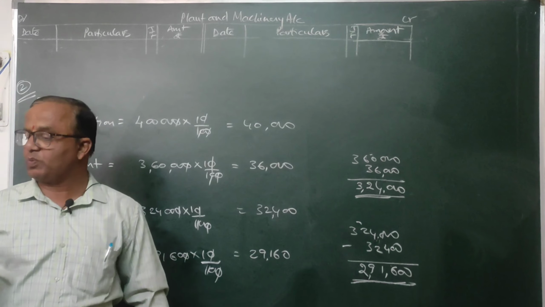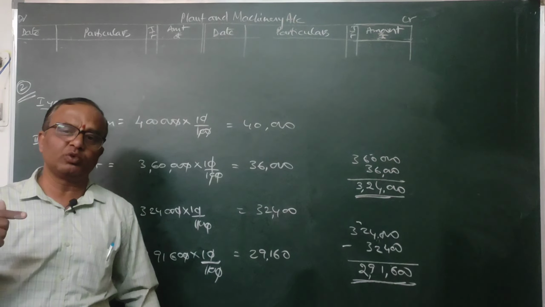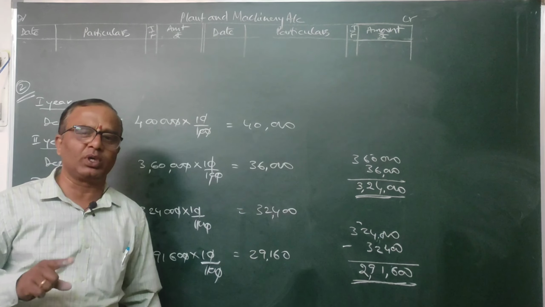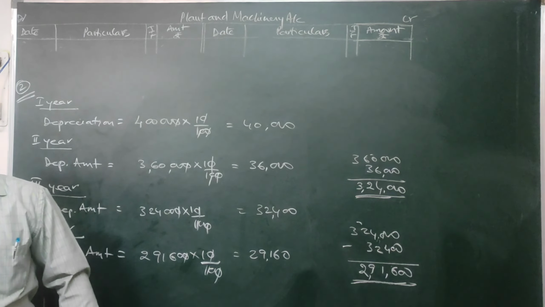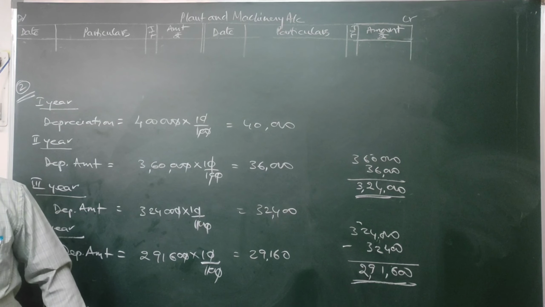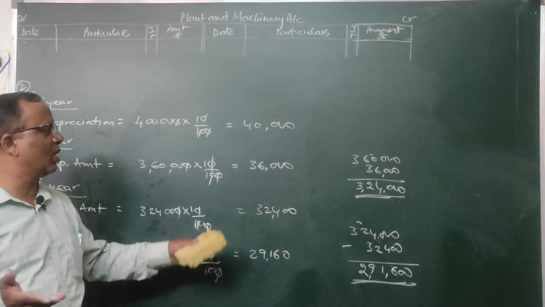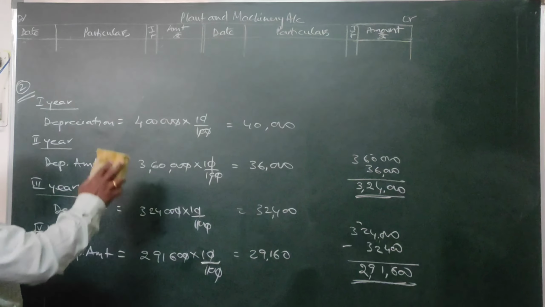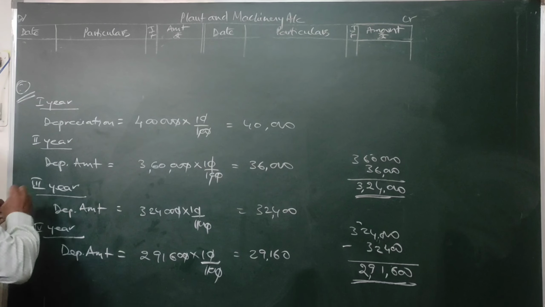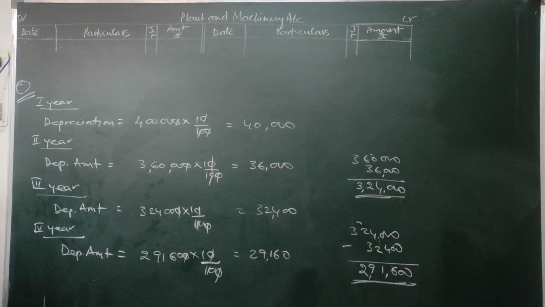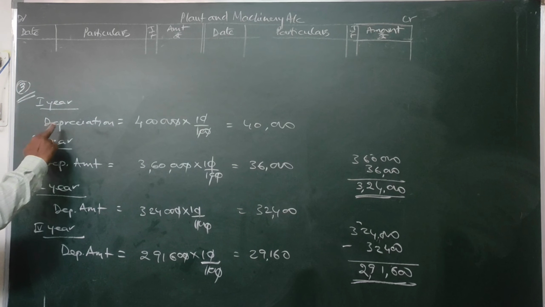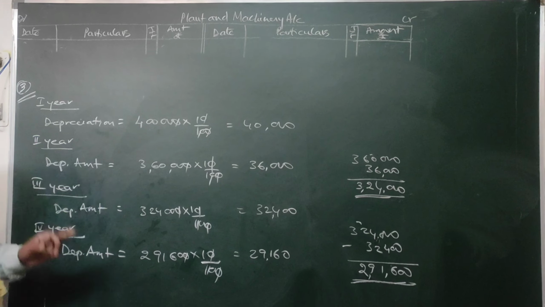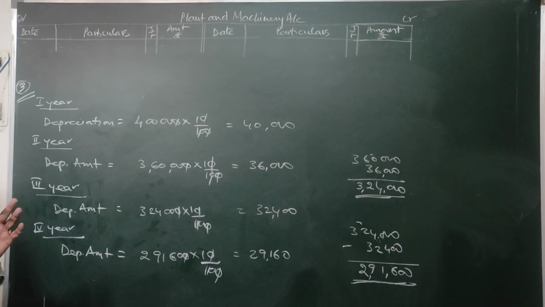Now these things, expected life and scrap value, are usable for calculating depreciation under the straight line method, not under the diminishing balance method. Under the diminishing balance method, simply the rate of depreciation is given, 20%, so you can apply it and calculate the depreciation. Once again, observe the third problem: calculate the amount of annual depreciation for 3 years under the diminishing balance method.